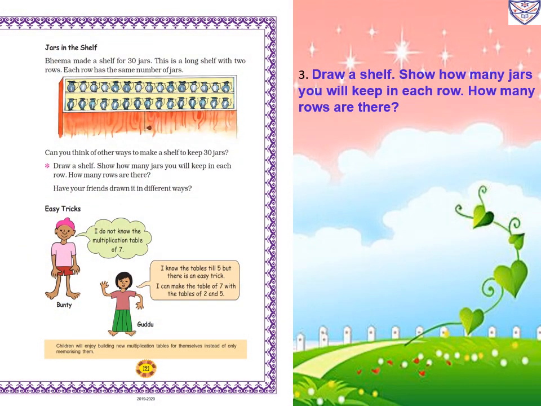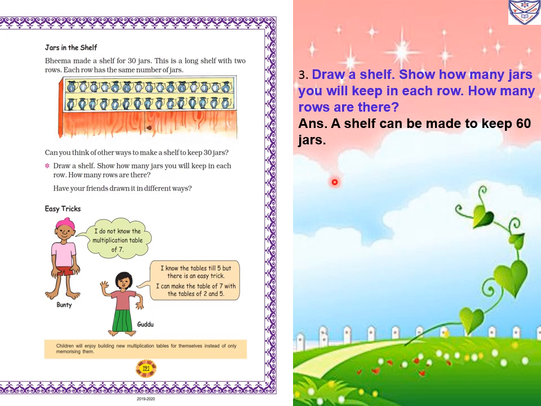Draw a shelf, show how many jars you will keep in each row. How many rows are there? So now we have to draw a shelf, and we will do how many jars we will keep in it. So a shelf can be made to keep 60 jars. So we have created a shelf, we can keep 60 jars in that.